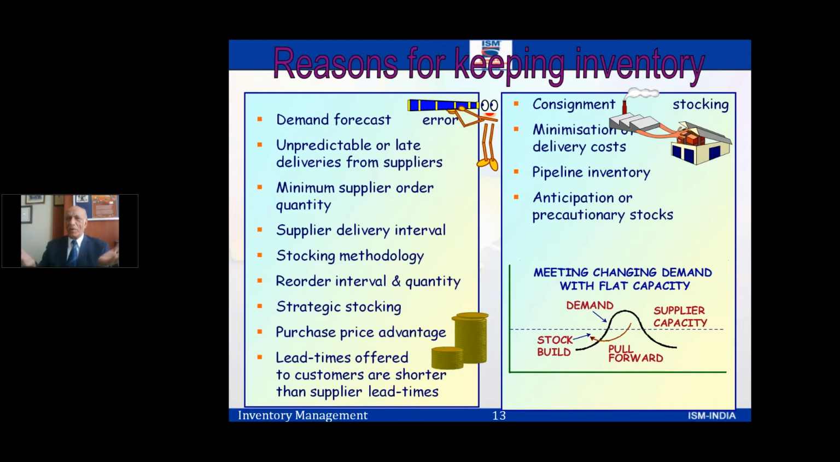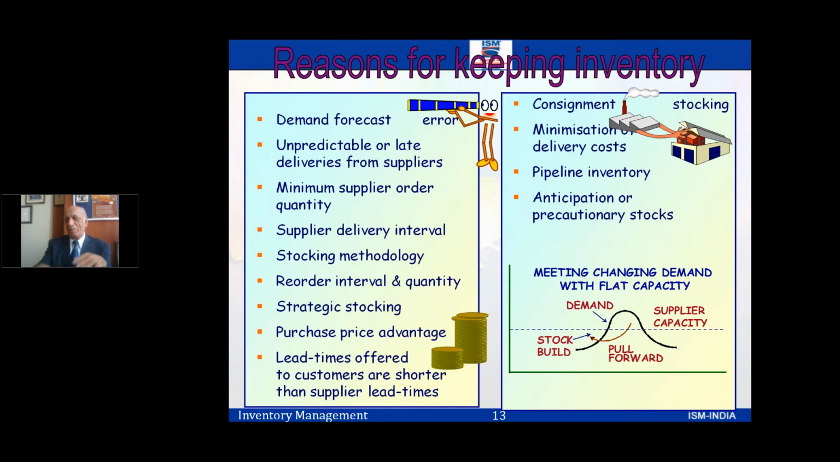So there is a demand forecast. Certainly the sales people have given us the forecast, so I need inventories. Unpredictables, late deliveries, minimum supplier order quantities. Suppliers say, guys, less than this I will not deliver to you. You have to buy the minimum lot. You may say, I want it just in time, only stock of 2 hours. But the supplier says, whenever I supply you, this is the minimum size. So supplier delivery intervals, stocking methodologies, reorders, strategic sourcing.